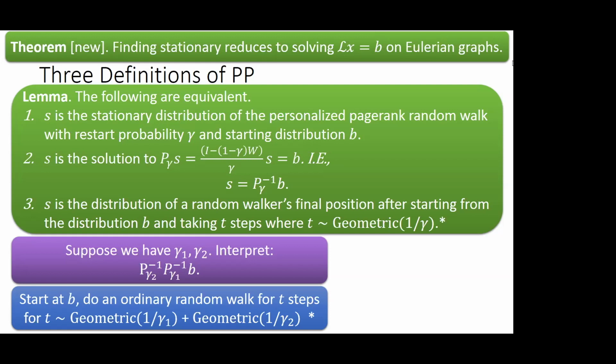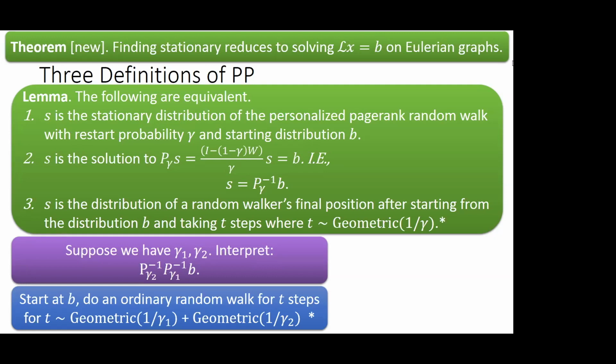So now we want to interpret P gamma 2 inverse times P gamma 1 inverse times B. If we think about that from the perspective of the third definition, we can first interpret P gamma 1 inverse B. That is a random walk for a geometric random variable of 1 over gamma 1 steps. And then P gamma 2 inverse is doing another random walk, starting from the distribution where the random walk from P gamma 1 inverse B ended, and it's doing it for 1 over gamma 2 steps. So it's really just doing 2 back-to-back random walks with 2 different numbers of steps. It's really just like doing 1 random walk where you add up the number of steps.